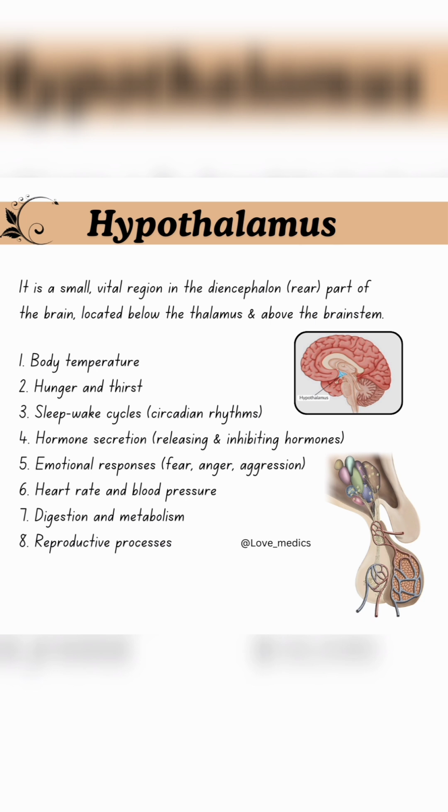So, the hypothalamus is located in the interbrain, below the thalamus and above the brainstem. The functions of the hypothalamus are to regulate body temperature, hunger and thirst, sleep-wake cycles, hormone secretion, which is releasing and inhibiting hormones which control the pituitary gland, emotional response, fear, anger and aggression, heart rate and blood pressure, digestion and metabolism, and reproductive processes. These are regulated by the hypothalamus.